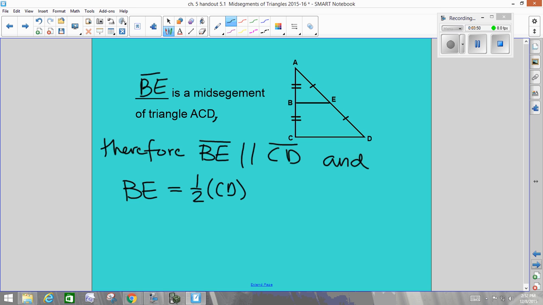The word of in math means what math operation? Multiplication. So when you say half of CD, you take 1/2 times that length. Good. Midsegment, parallel to the third side, half of its length.